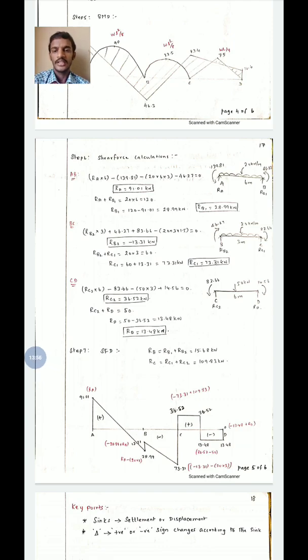At A end, there is reaction RA of 91.01 kilonewton. It is a positive value, therefore it is drawn in the upward direction. At point A, 91.01 is marked upward. From that point, UDL load is acting. Therefore, 91.01 minus 20 into 6 meter UDL distance, so we will get the answer as minus 13.31 kilonewton. From that point, reaction RB is available as 28.99.